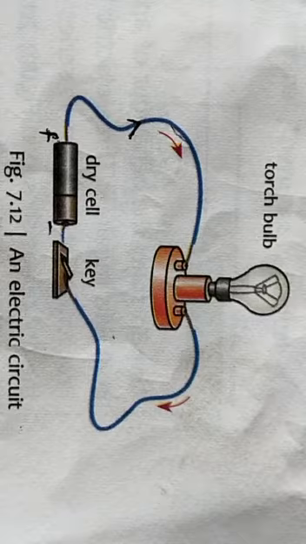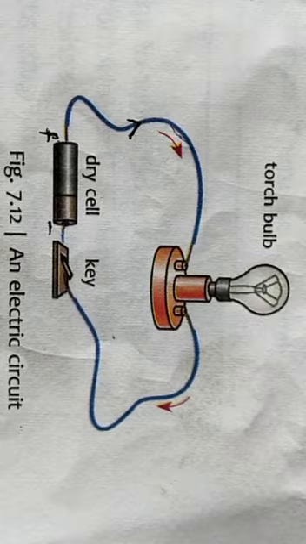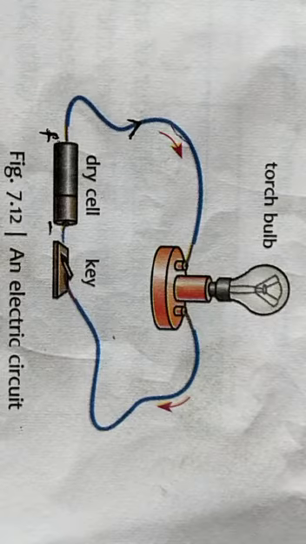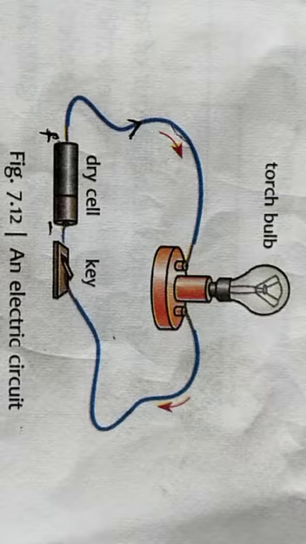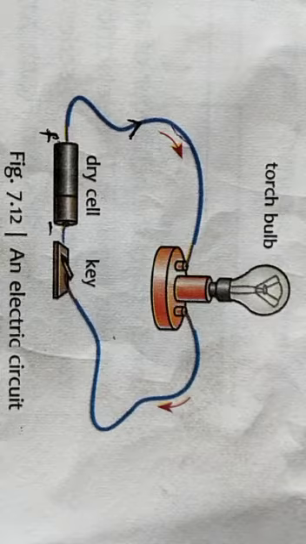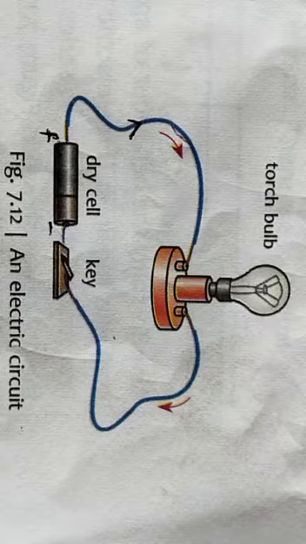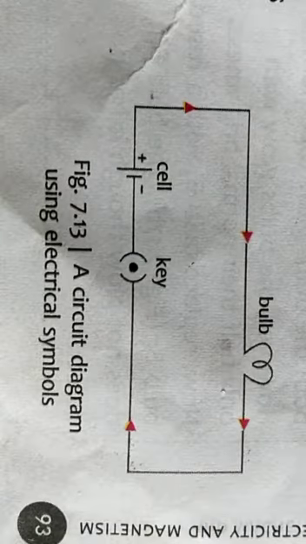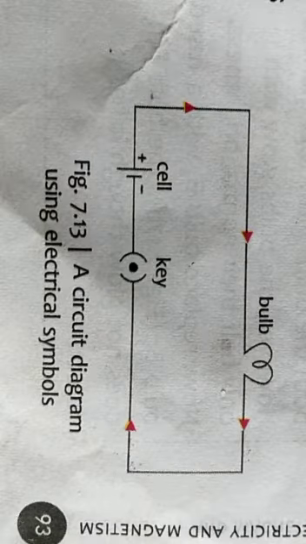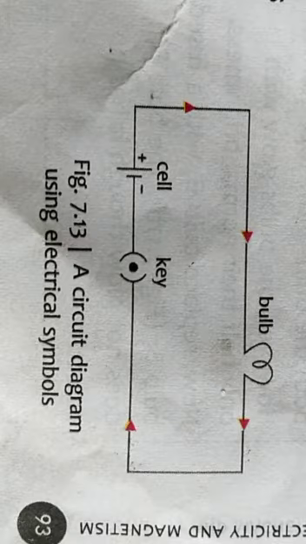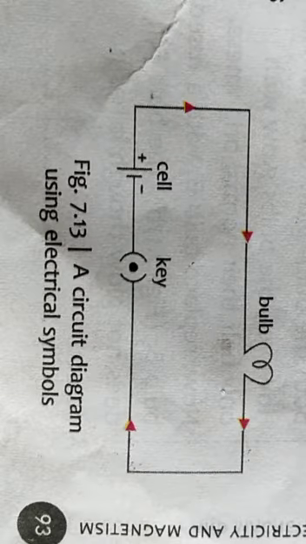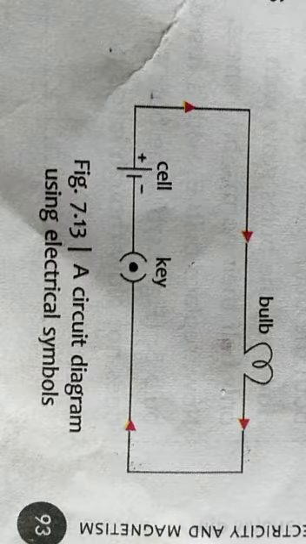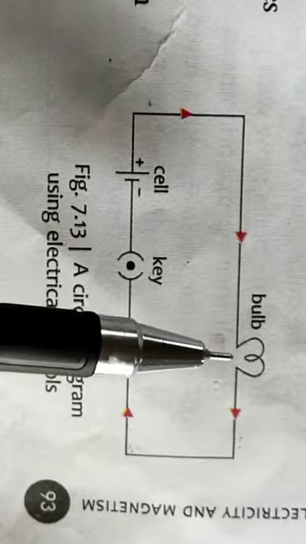Children, drawing the circuit diagram with the actual instruments is difficult. So we represent this electric circuit with the help of the circuit diagram. In place of the actual instruments, we use various symbols for different electrical devices such as the bulb. Here the symbol for the bulb is this.